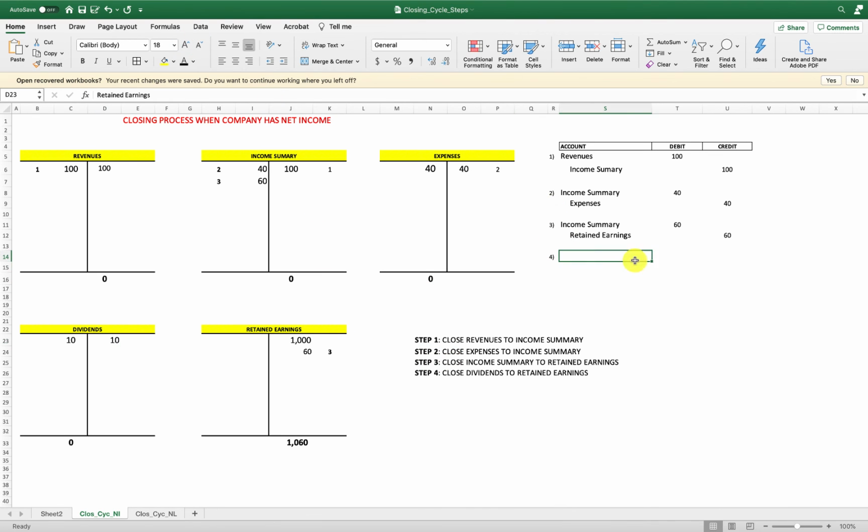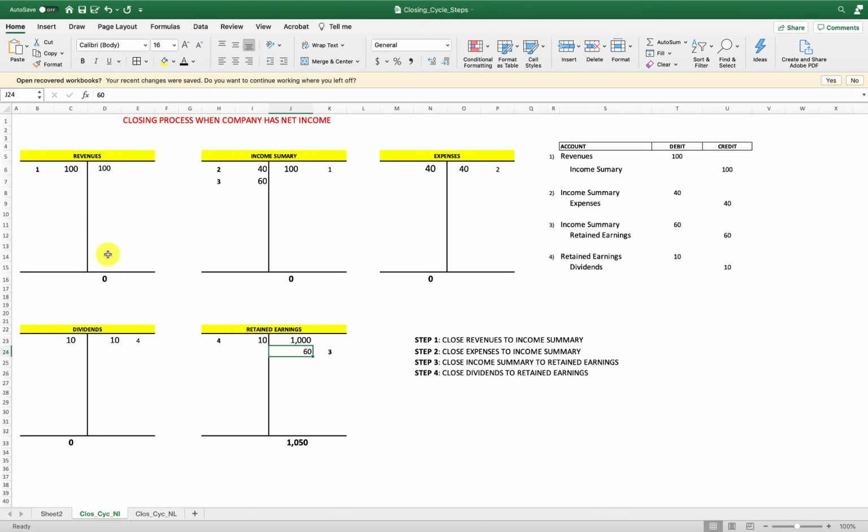And the entry is actually right here. I didn't show it, right? I credit dividends and I debit retained earnings. So I move it over here, make this 4, retained earnings. Okay, so now my revenue accounts are 0, my expense accounts are 0, my income summary accounts are 0, my dividend accounts are 0, and my retained earnings has the cumulative of the revenues and expenses here at 60, and then dividends coming over here at 10.